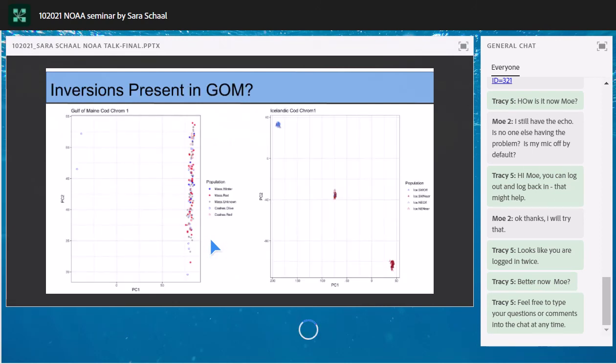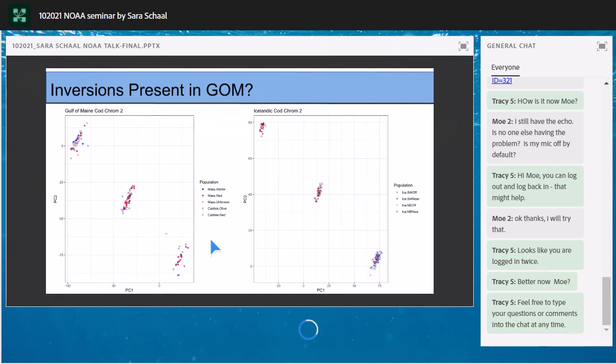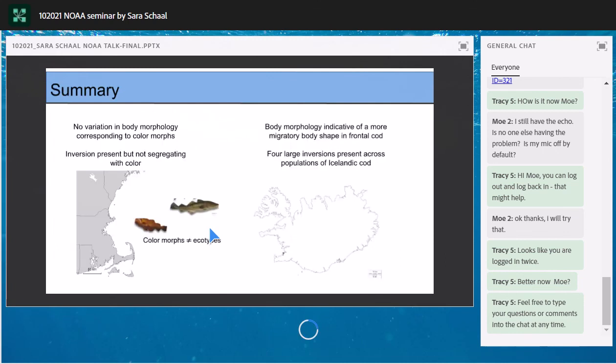And what's interesting here is, I'm just going to skip past this, I'll go to this one here. On chromosome 2, if we look at the principal components of the genotypes on chromosome 2, we see the inversion is actually present in both the Gulf of Maine and in Iceland. Iceland is where we expect it, and it's diverging between the ecotypes. But it's not diverging between our color morphs. So the points are just a jumble of all the different populations. So the inversions are present, they're just not diverging with color morph. And that's the same for chromosome 7 and 12.